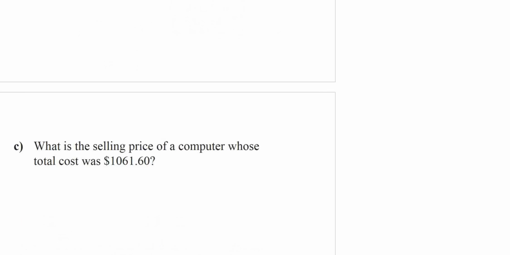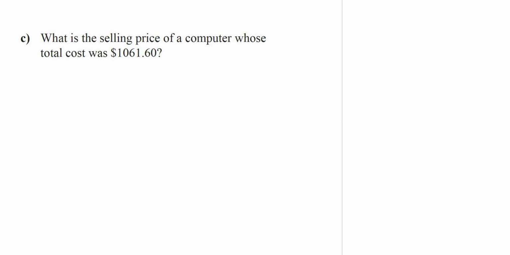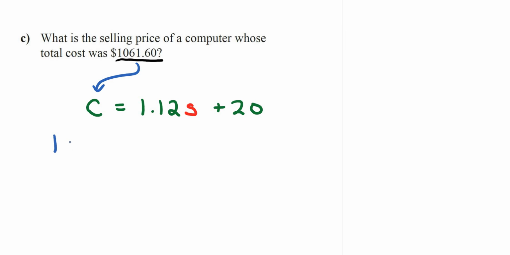Okay, and for part C, what is the selling price of a computer whose total cost was $1,061.60? All right, so going back to part A, my total cost equation is 1.12S plus the $20. Okay, so this $1,061.60 is my C now, so 1061.60 equals 1.12 with the S, and then plus 20.